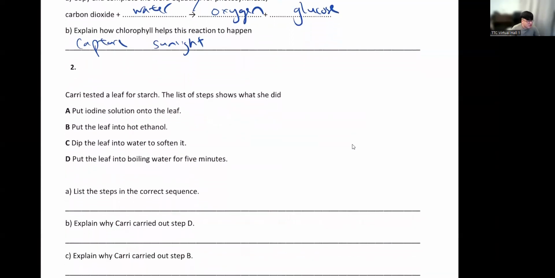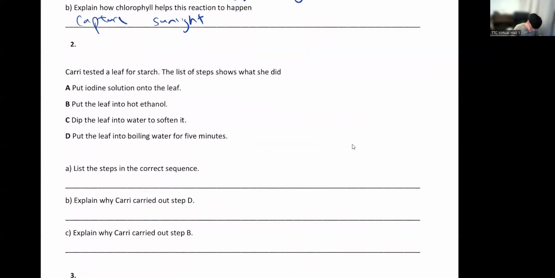So what do you do first? Leaves are dark green, so you won't see anything, and the starch is trapped in every plant cell. So how do you open every plant cell? First of all, you put it in boiling water. Next, you put it in ethanol to wash away the chlorophyll. This is to break the cell wall. This is to remove the chlorophyll.